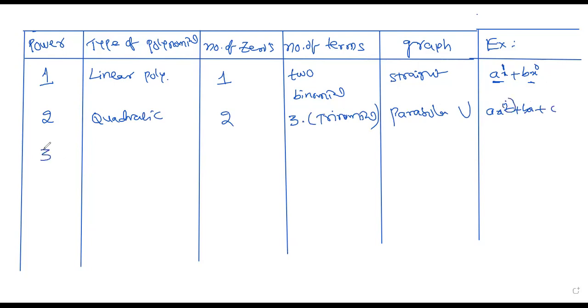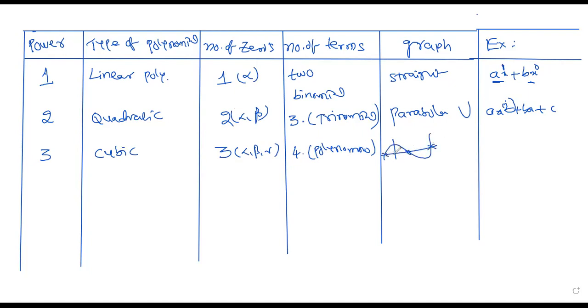If the highest power is 3, we say it is a cubic polynomial. Zeros are 3: alpha, beta, gamma. Here just alpha, beta, and here any one zero, just alpha. If the number of terms is 4, from here we can say it is a polynomial. With more than 3 terms, we say it is a polynomial. The graph has no particular shape, it is a curve. It touches the x-axis 3 times: 1, 2, 3. An example is ax cube plus bx square plus cx plus d. The highest power is 3.